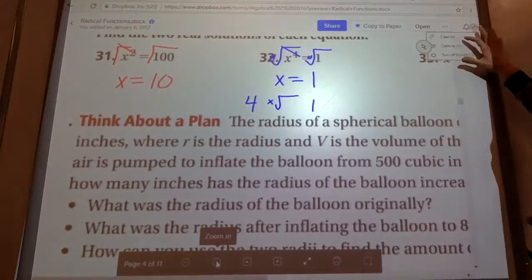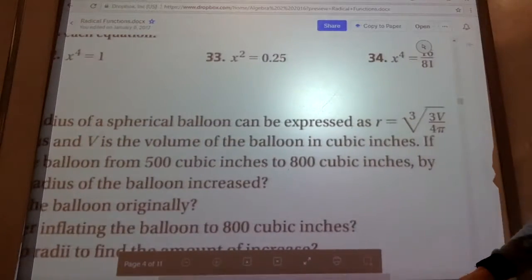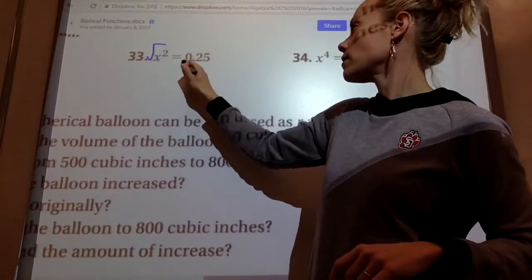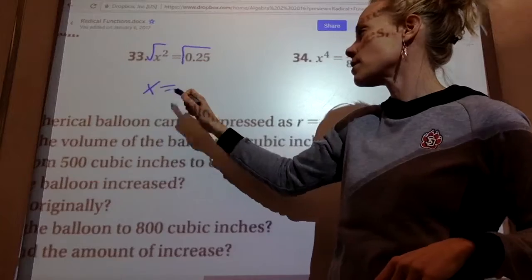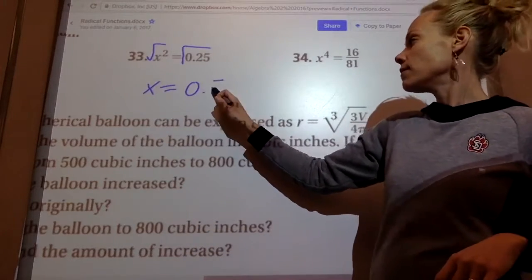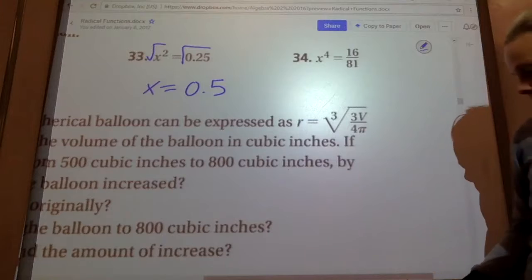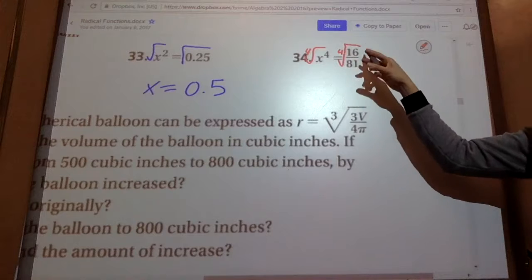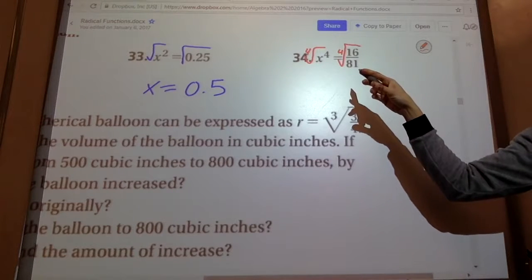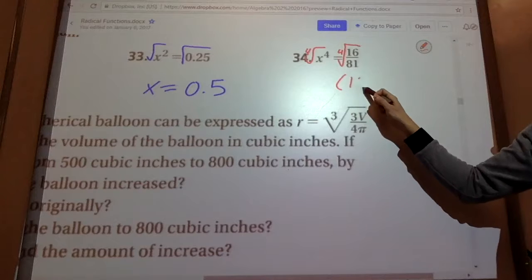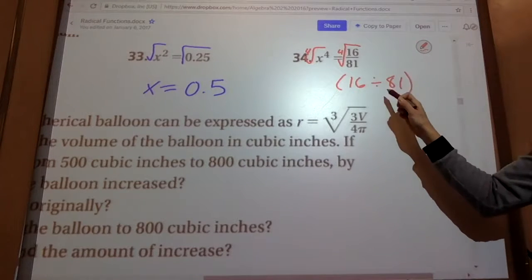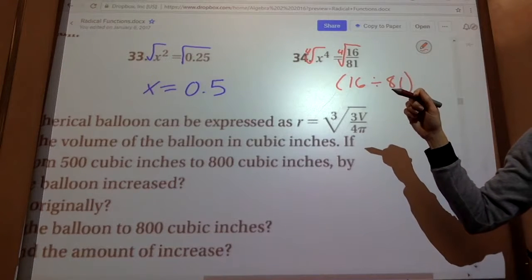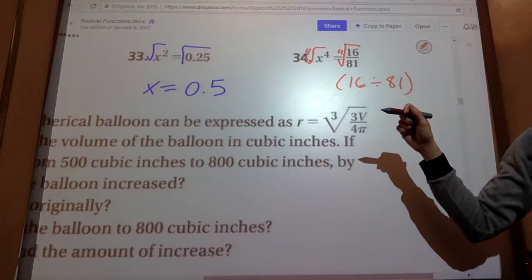Okay, let's try another one here. So again, if I wanted to solve for x, what would I do to both sides? Square root, very good. And here you'd probably need to use your calculator. x equals what? 0.5. And x to the fourth, what am I going to do to both sides? Fourth root. And this one I put in here because I want you to practice if you have a fraction, right? And you're fourth rooting, you've got to have 16 divided by 81 in parentheses. And then go math, enter, enter, and you should get 2/3.